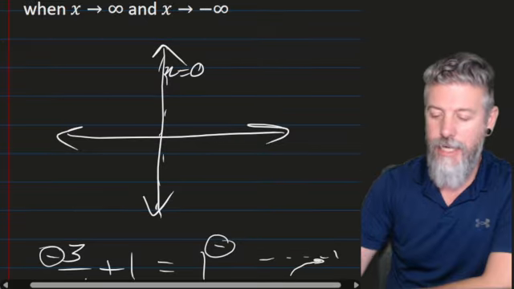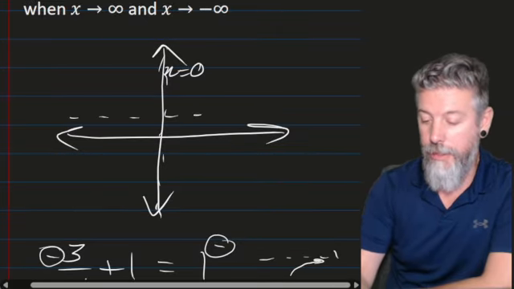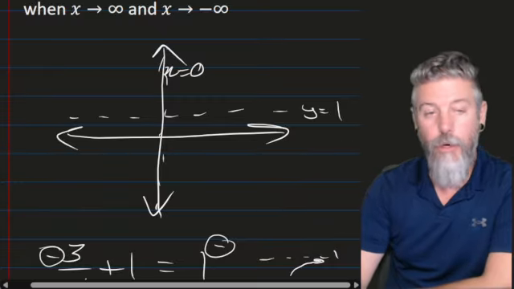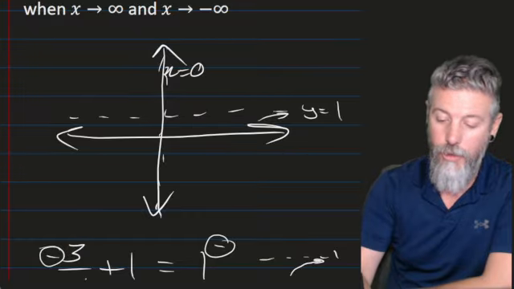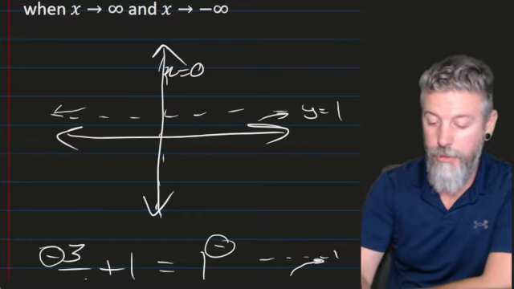So let's just go and take that line at y equals 1 and put it in. So y equals 1. And we know off at infinity, we approach it from the bottom, and off at negative infinity, we approach it from the top.